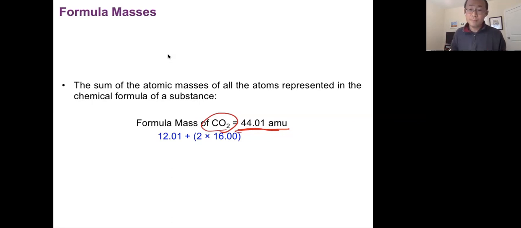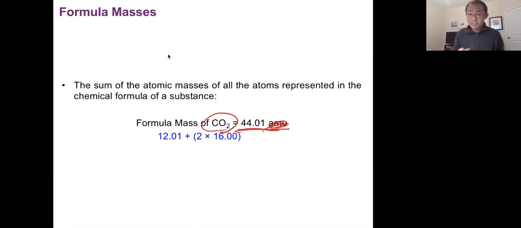If you want, you can use amu, but it doesn't need to have a unit. 44 is the sum of all the atomic masses in that molecule: 1 carbon, 2 oxygen. That's the mass of the molecule, but that mass is called a formula mass because it came from the formula.